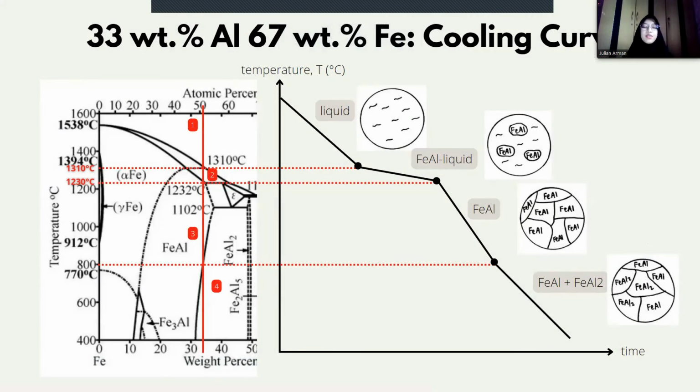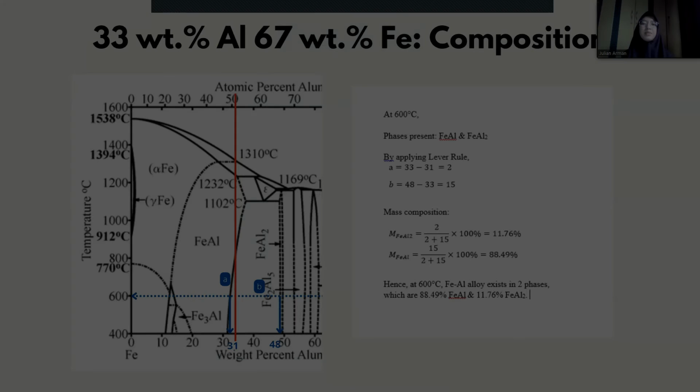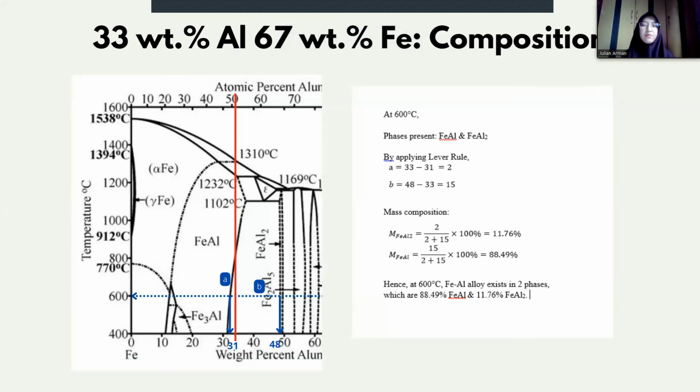The solidification process of this composition of alloy can be presented in a cooling curve as shown in this slide. To determine mass composition, we apply the lever rule to find the value of A and B. After that, we put that value into the mass composition formula. Hence, at 600 degrees Celsius, the iron aluminum alloy exists in two phases, which are 88.49% FeAl and 11.76% FeAl2.